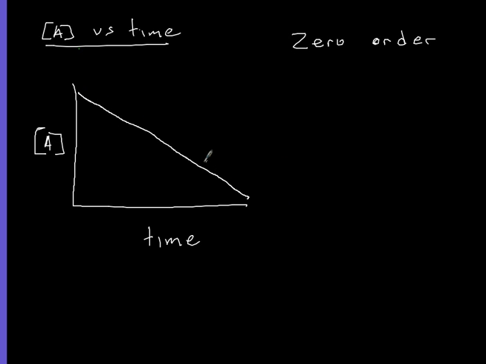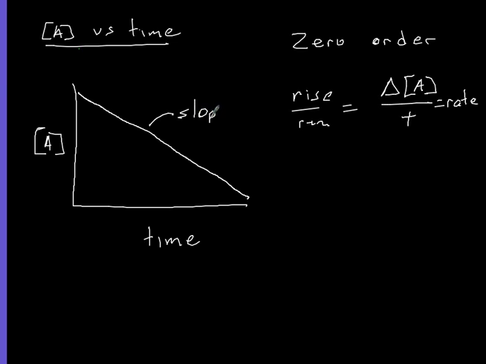And you can see with this, if you did a rise over a run on this graph, well, the rise is the change in concentration of A, and the run is time, and that is the definition of the rate. And so the slope of this is equal to the rate. If it's a zero order reaction, we'll get the rate based upon the slope.